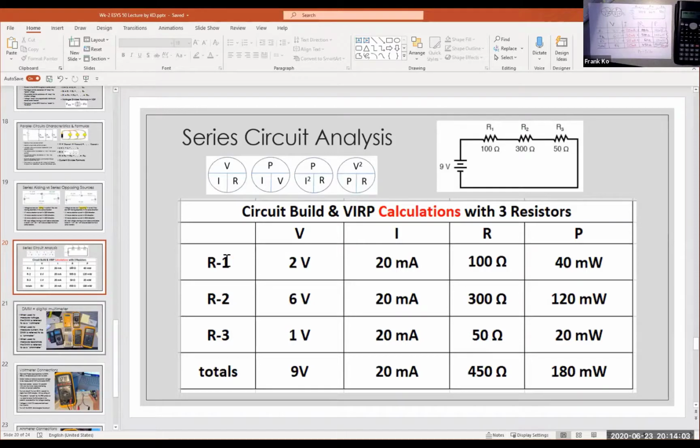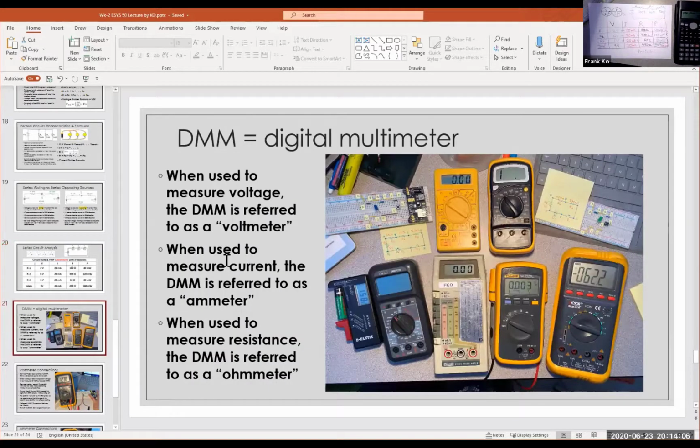Next, digital multimeter. Okay. Here's a few of the digital multimeters I happen to have in my collection. Too many. And if you're looking for the one that I asked you to buy on Amazon, it ain't here, because I don't need another calculator. I got more calculators than I know what to do with.